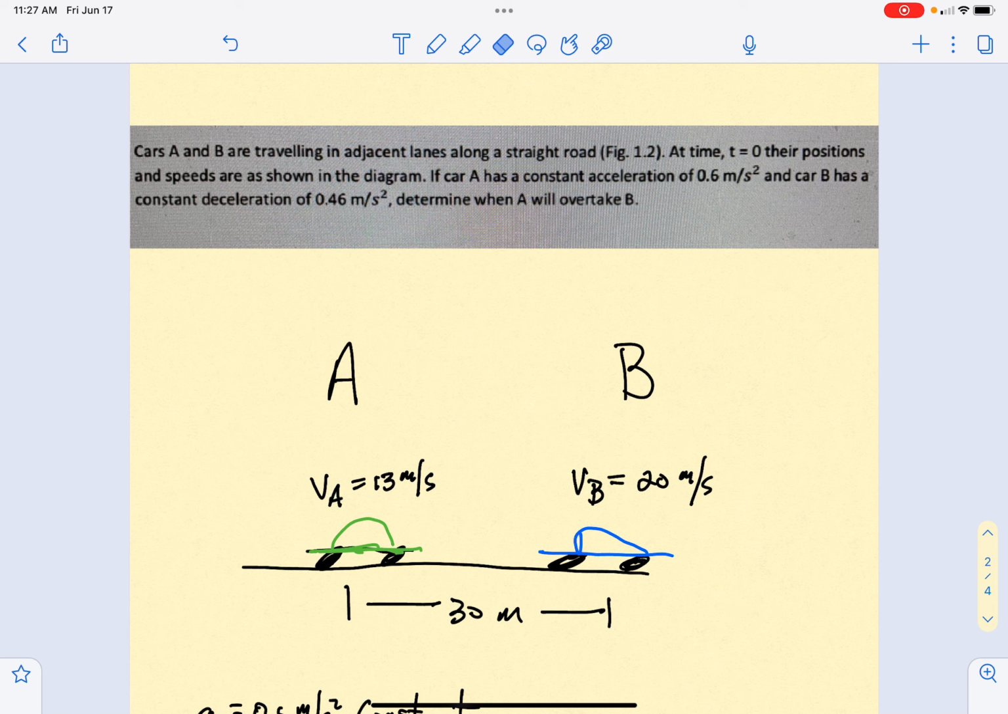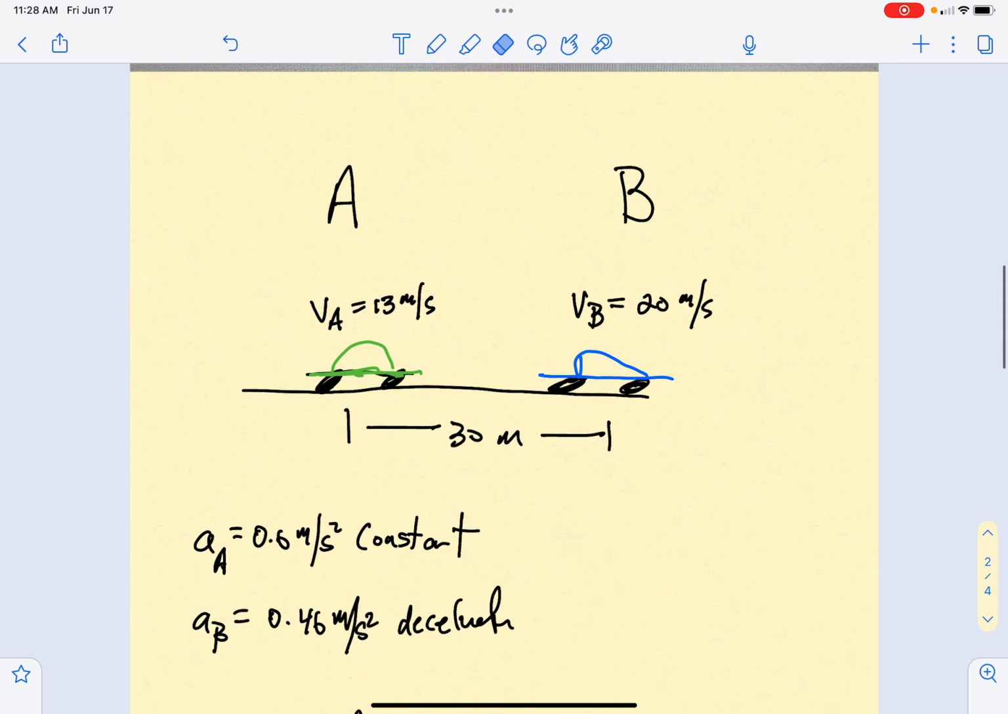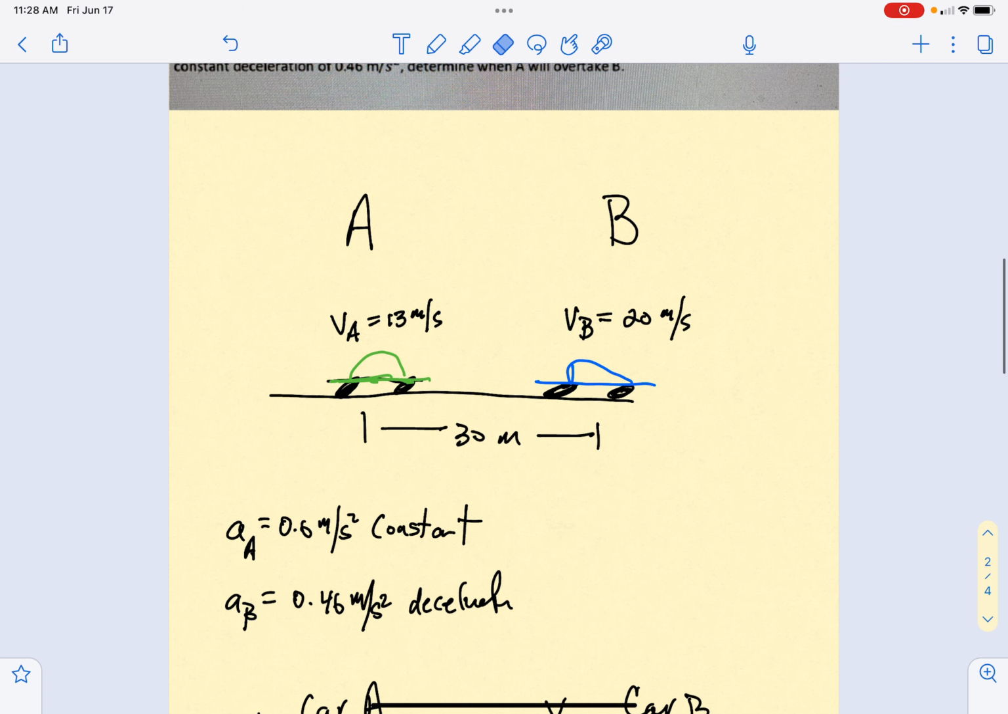So I want you to understand something. Whenever we want to determine when one object is going to overtake another object, what we're essentially doing is equating their positions. Right away we want to start off, and I made some illustrations here so we could understand what's going on. So I listed my knowns. I have car A at 13 meters per second and car B at 20 meters per second, and they're 30 meters apart. So that means as the problem begins, car B is already 30 meters ahead of car A.